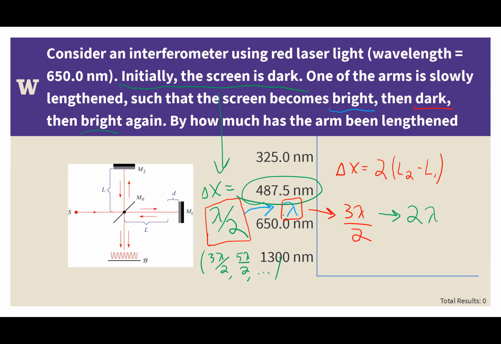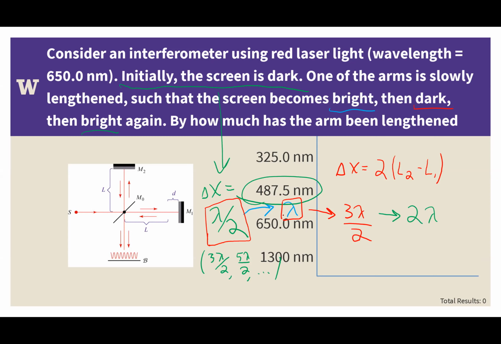If I keep lengthening the path such that the screen becomes dark again, that means now the path difference has grown to the next half integer multiple of lambda. So if I start out dark and I go bright, then dark, then bright again, I've gone from a path difference of something like lambda over 2 to a path difference of something like 2 lambda. So that's a difference of 3 lambda over 2.